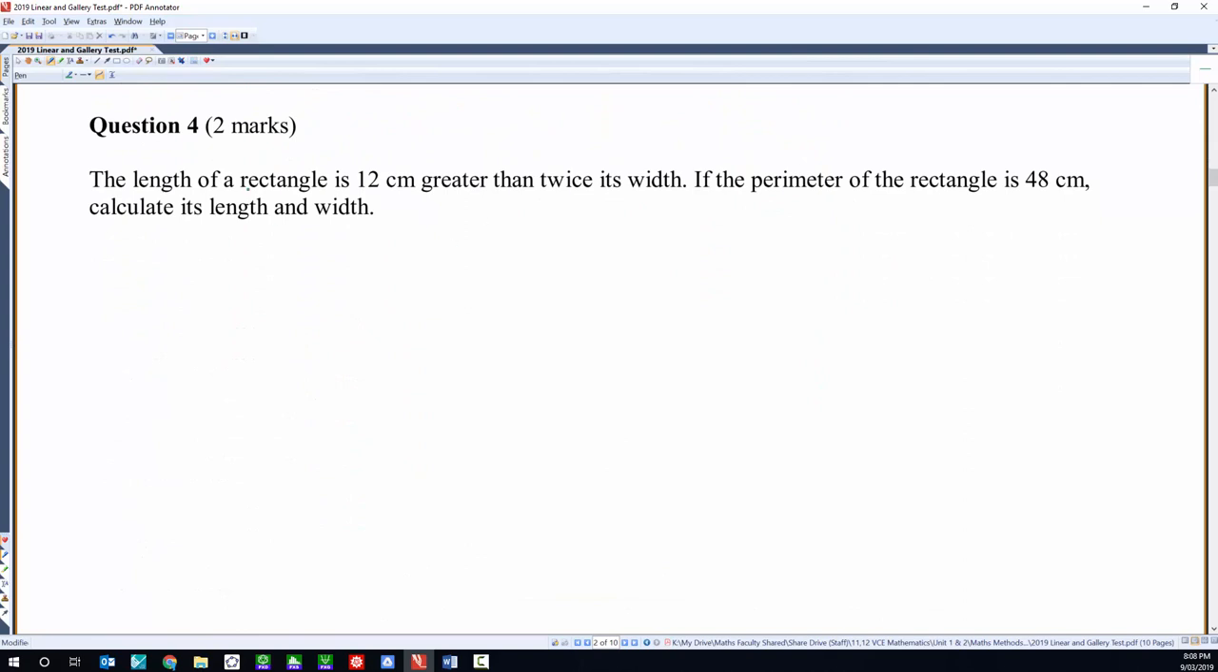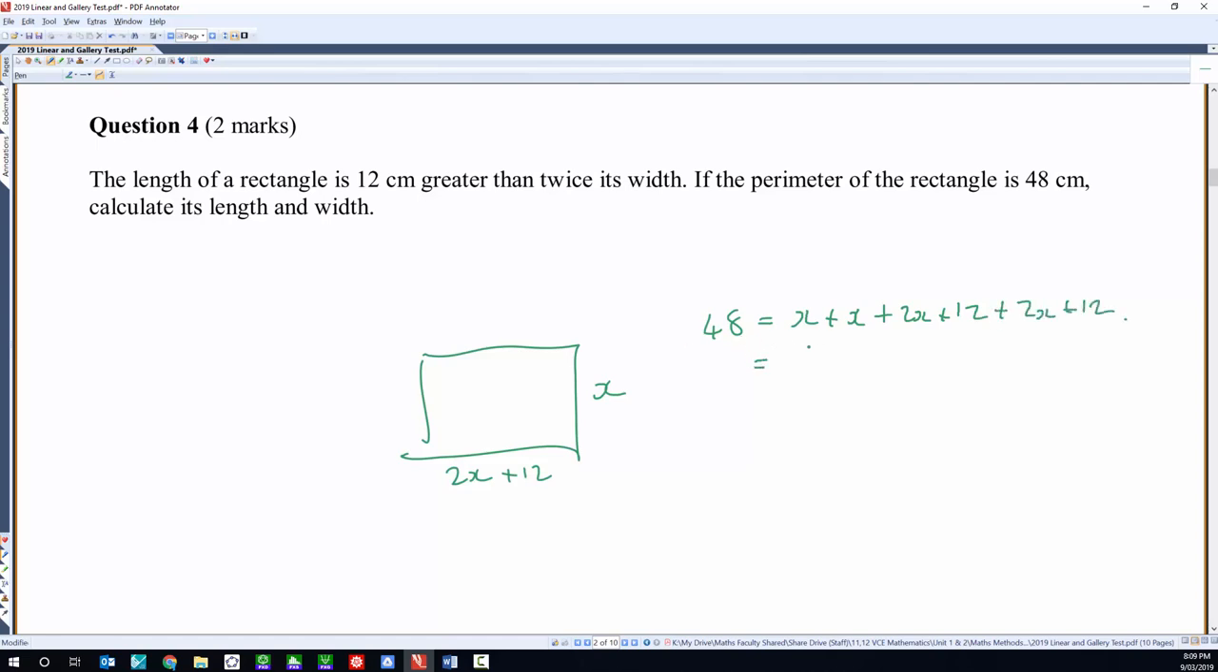Okay, the length of a rectangle is 12 centimeters greater than twice its width. So here's my rectangle. If its width is x, the length is going to be 12 centimeters greater than twice its width, so 2x plus 12. To write out our equation, the perimeter is 48, equals x plus 2x plus 12 plus 2x plus 12, which in total is 6x plus 24 equals 48.